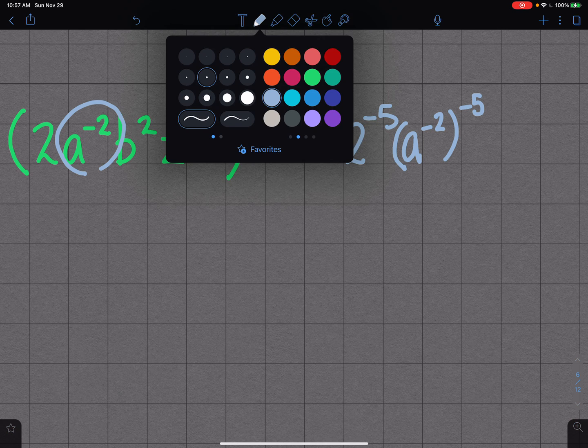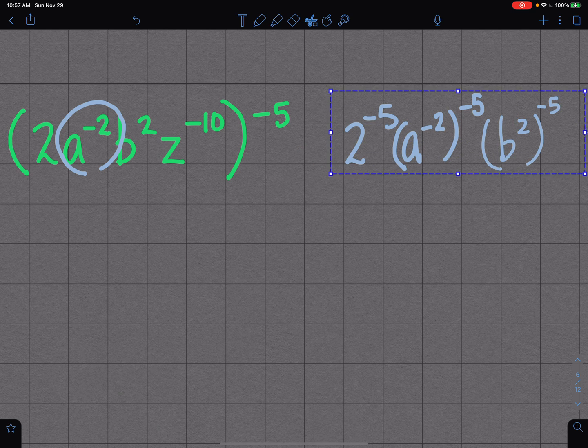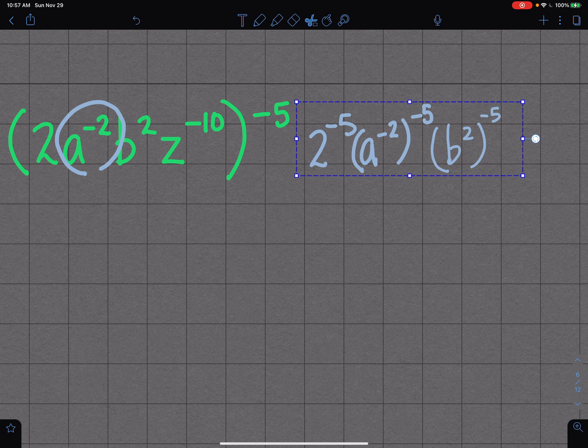I'm going to make this a little smaller again. Hopefully you can still see what I'm doing. I hope you're not watching this on your phone. Then let's do the next one, b squared. So it's going to be b squared all raised to the minus 5. And then I'm going to have to make myself a little more space.